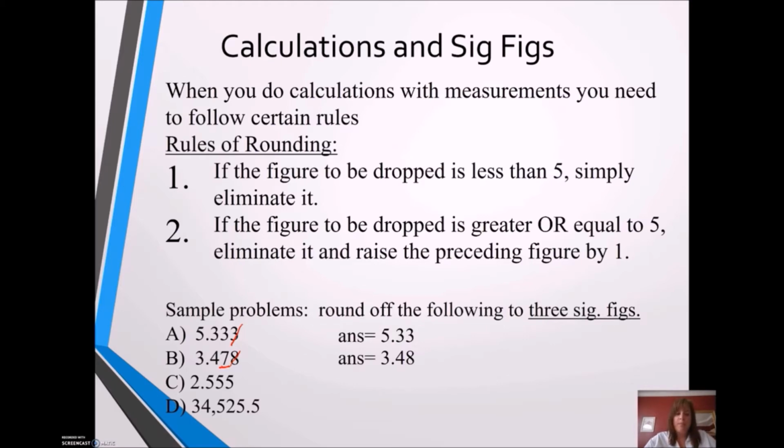You try the next one. Well, we need to get rid of this 5, so we only have 3 significant figures. So we need to round up. So we're going to make this number 2.56.